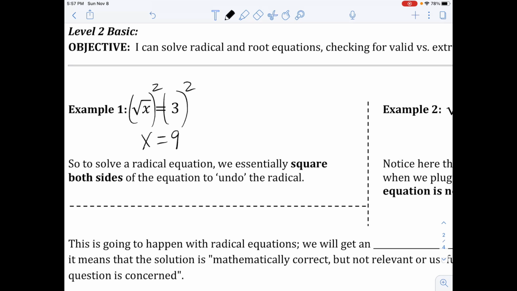One of the most important things about radical equations is that you always need to check your solution. So make sure that you substitute that value back into the original equation. So square root of 9 equals 3, 3 equals 3, checks.